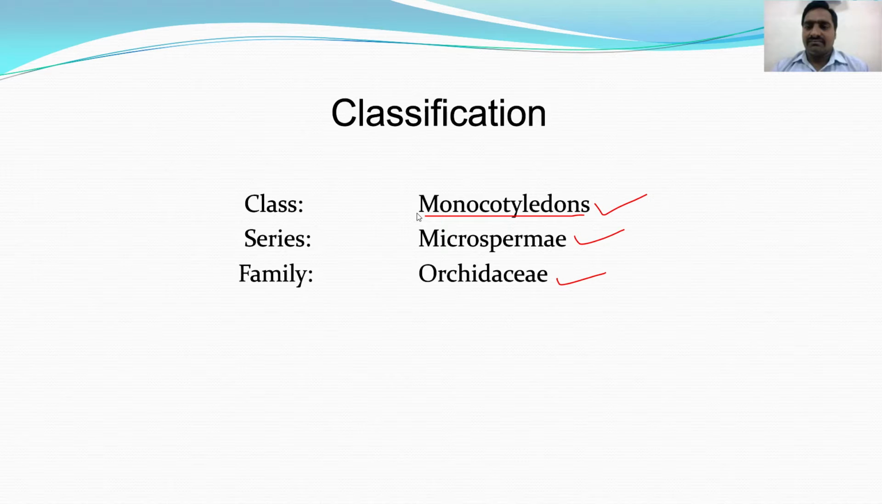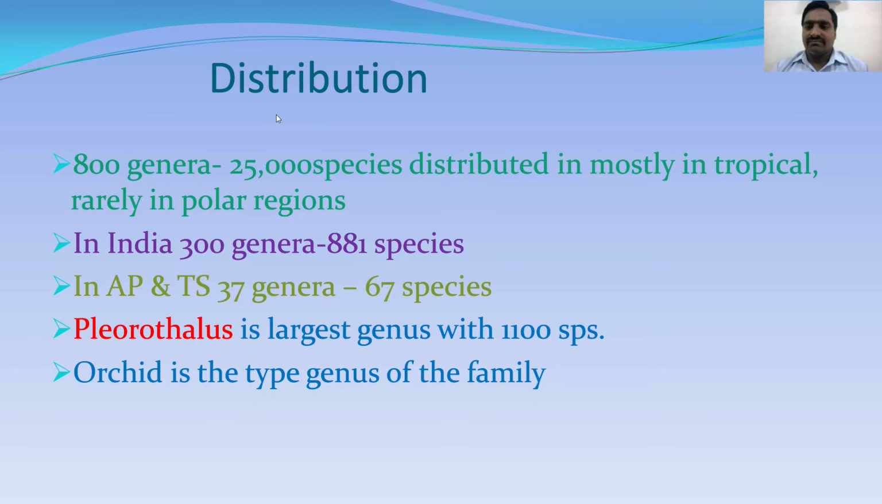In monocotyledons, Bentham and Hooker classified directly into series. In the series, the first one is Microspermae. Plants that produce very small, microscopic seeds are included in this Microspermae. One of the families in it is the Orchidaceae family. This Orchidaceae family is a well advanced family in angiosperms and also in monocotyledons.